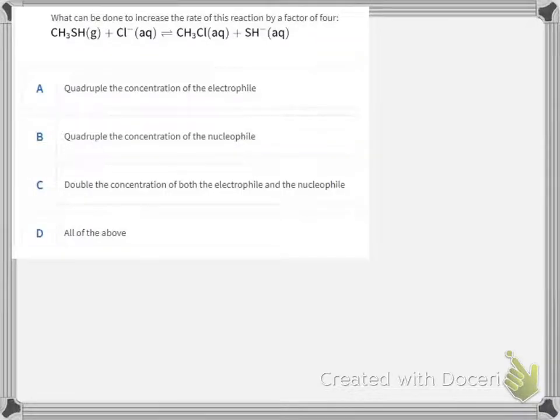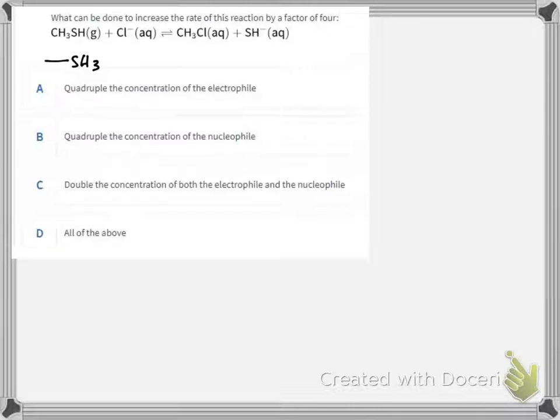Okay, here we're given a problem that says, what can be done to increase the rate of this reaction by a factor of 4? Now, one thing we could do is increase the temperature, but we're looking at changing the concentration of the nucleophile and the electrophile.